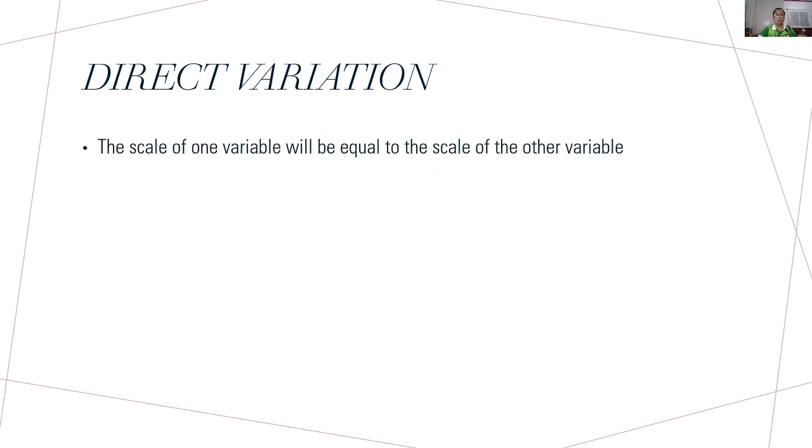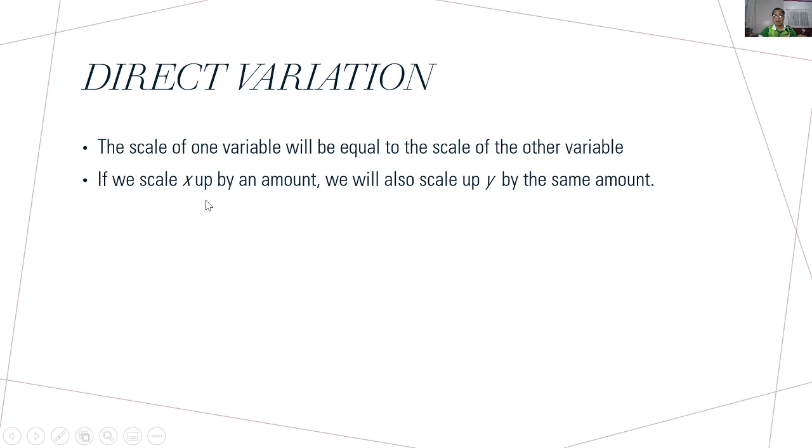When we say direct variation, the scale of one variable will be equal to the scale of the other variable. Now, someone may ask, sir, what is the scale? This is our multiplier. Scaling is used, to be honest, in architecture. In planning a house, for example, there is a model where 1 centimeter is equal to 1 meter. So what happens there is multiplication. When we read a scale, we have a multiplier. If we scale x up by an amount, we will also scale up y by the same amount. In this explanation, we will show a sample.